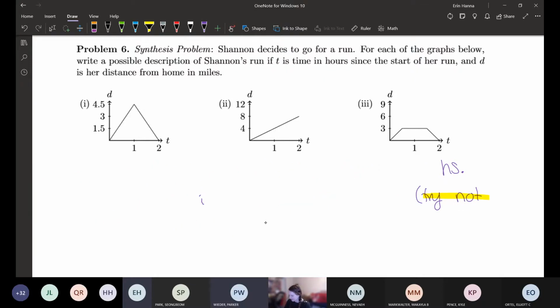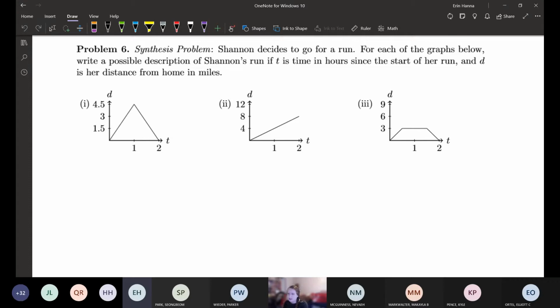Pick one, write a scenario. Go, go, go. All right, I'll wait till it says 12:05 and then I'll start reading them. Not all of them by any means, but because most of you are probably writing about the same thing.